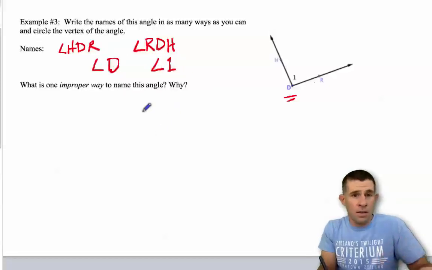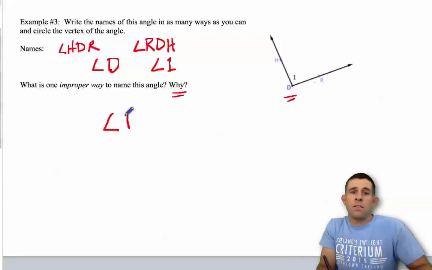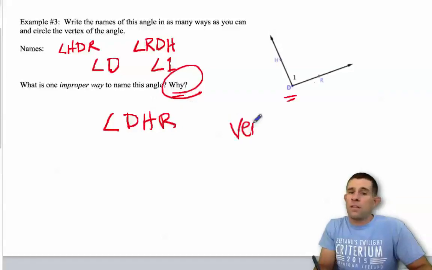Now, what is not a proper way to name this angle? I cannot name this angle DHR. And the reason why is that our vertex always needs to be listed in the middle.